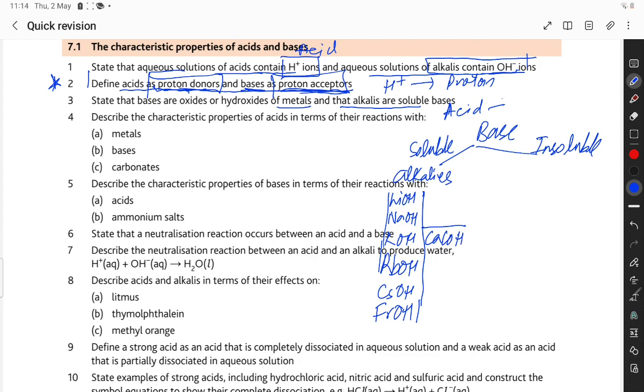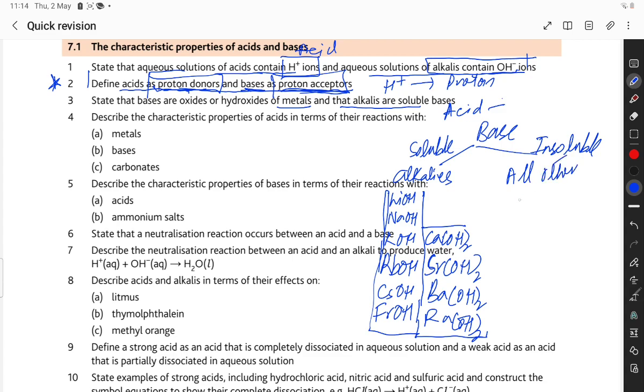And these are the soluble bases in group 2: calcium hydroxide, strontium hydroxide, barium hydroxide and radium hydroxide. So these are the only alkalis in your syllabus. These are soluble bases, and insoluble bases are all other metal oxides.